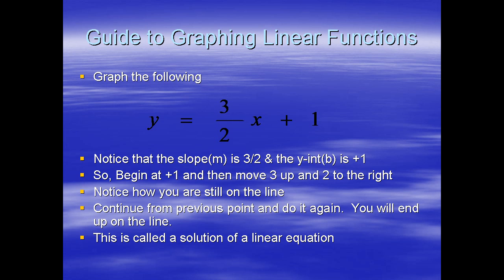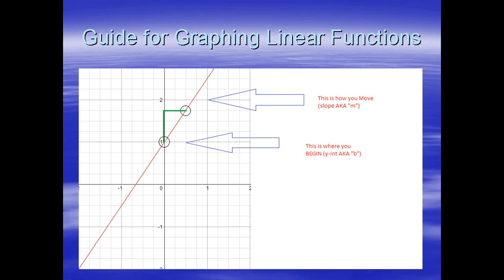So here we have an example that y equals 3/2 x plus 1. So what that means is you're going to notice the slope 3/2 and the y-intercept at plus 1. So that means that you're going to begin, right, b, the y-intercept, at plus 1. And then you're going to move accordingly to the 3/2.